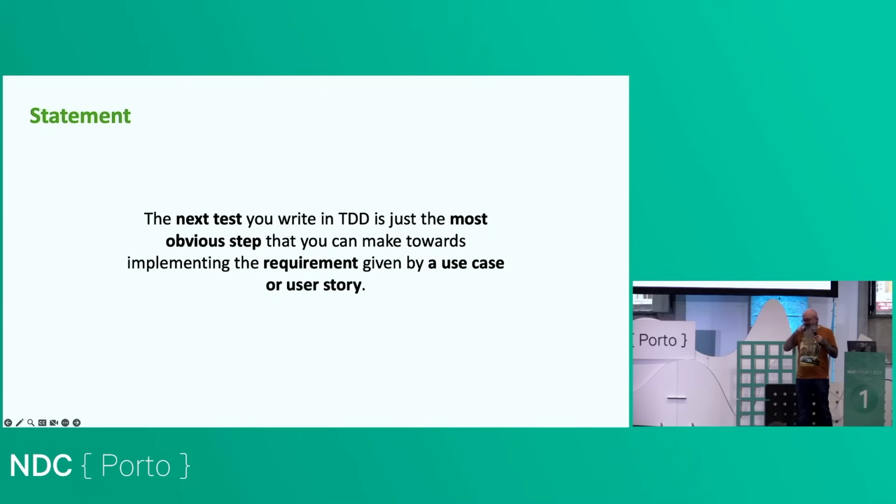Okay. The next test you write in TDD is just the most obvious step that you can make towards implementing a requirement given by a use case or a user story, however you decide to take in your requirements. Use cases, user stories, whatever it is you use, doesn't matter. You've got some criteria from a customer that says, this is the thing we want. Then what you need to do is say, okay, how do I make the thing we want? What are the behaviors that entails? What would be a nice contract for everyone that really expressed that so that they could understand that's what we're trying to build, right?